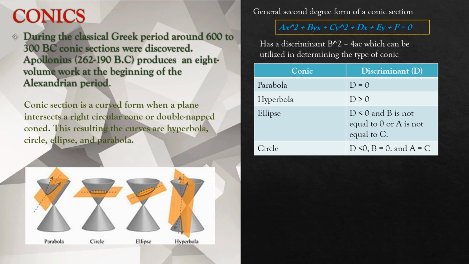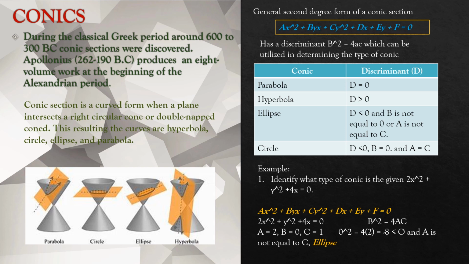If the discriminant is equal to 0, that is a parabola. If it is greater than 0, that is a hyperbola. And if the discriminant is less than 0, it is either an ellipse or a circle. You can determine it is an ellipse if b is not equal to 0 or a is not equal to c. You can determine it is a circle if b is equal to 0 and a is equal to c.